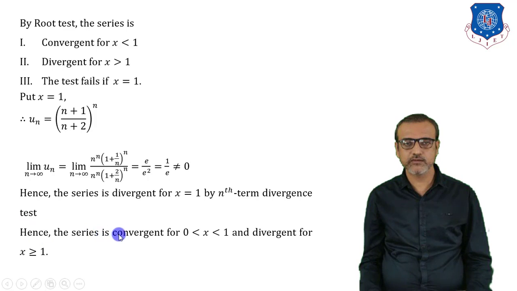Hence the series is convergent for 0 less than x less than 1, and divergent for x greater than or equal to 1. So in today's lecture we have discussed absolute and conditional convergence of series, then convergence and divergence of power series, and examples related to this topic.